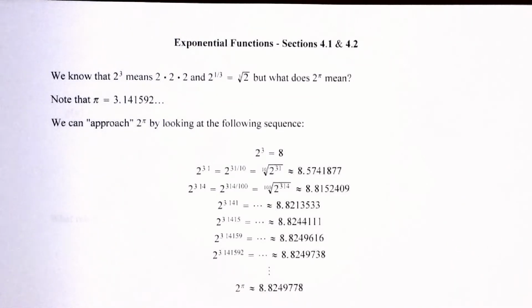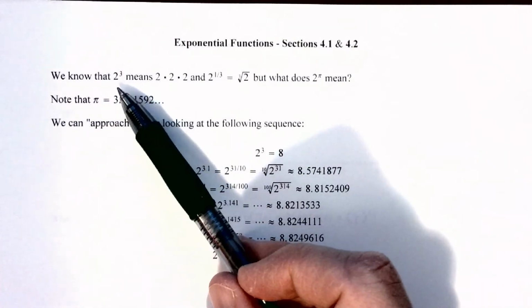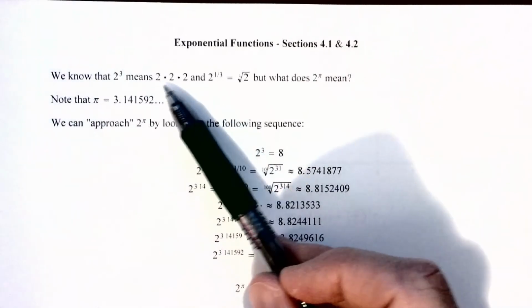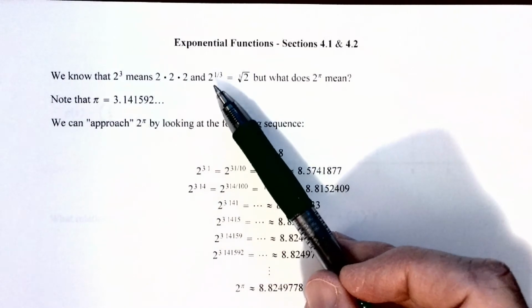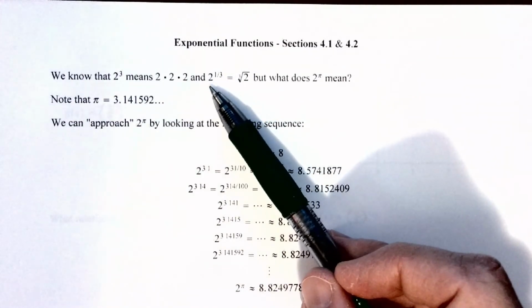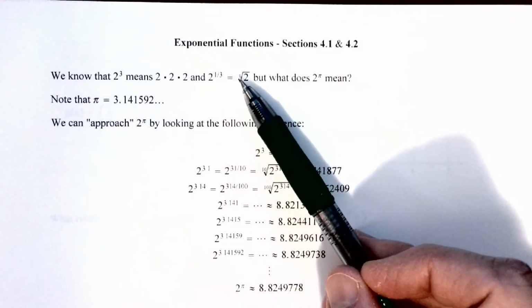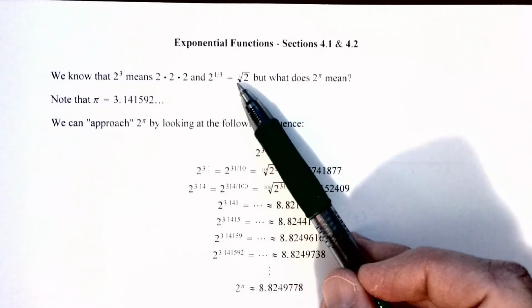So let's talk about it. We know what it means to take 2, for instance, to the third power, 2 cubed. It means to multiply 2 by itself 3 times, which of course is 8. We even know what it means to take 2 to fractional powers, like 2 to the 1/3. This is the cube root of 2. I don't know if you see that little index in there, 3, right? The cube root of 2.